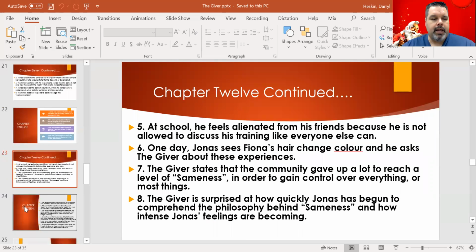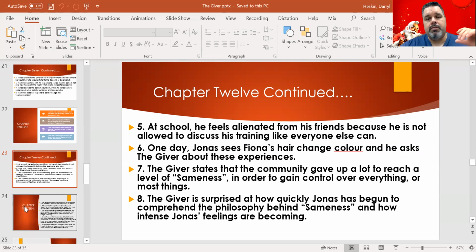And the last slide, at school, he feels alienated, and he's alone, and he was told he's going to be alone because his level of training is way above everybody else. Everybody else can talk about what they want, but Jonas doesn't have anybody to talk to except for the giver now. So he does feel isolated.